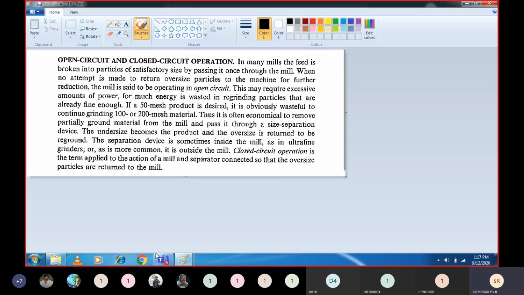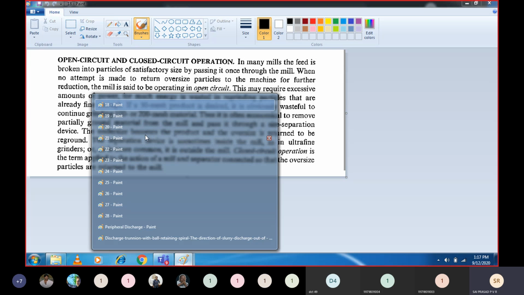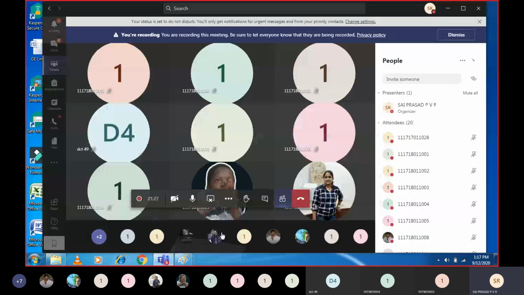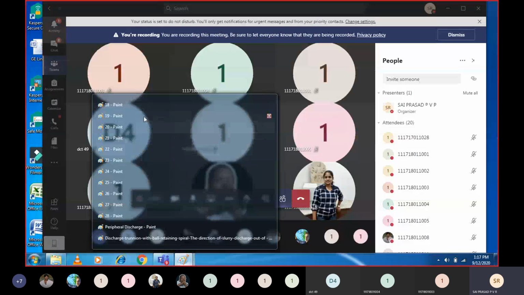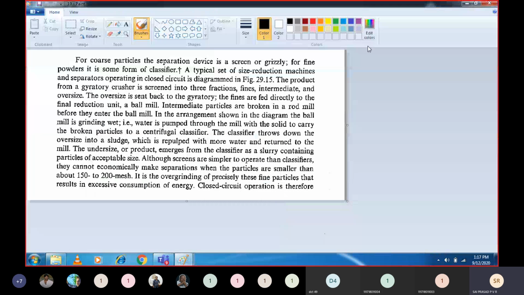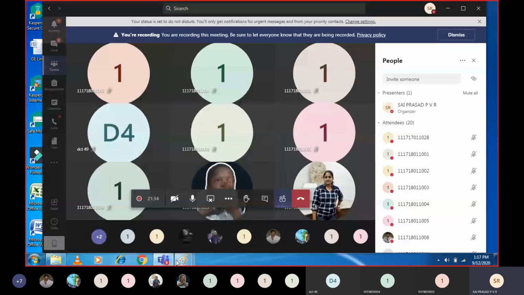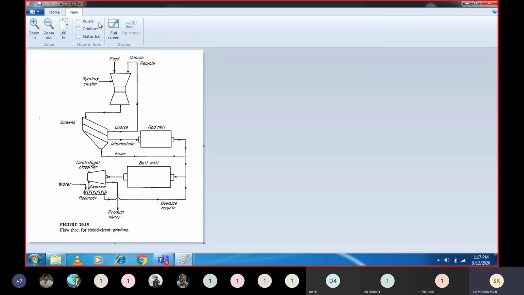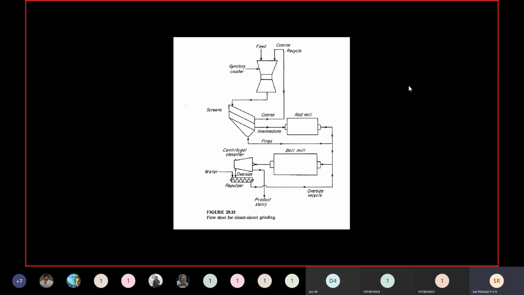So in the last class, we have seen what is an open circuit grinding or a closed circuit grinding. So let me show you the diagram also once. Yeah, this was the diagram. Let us have a quick revision before we start the theory part of it.